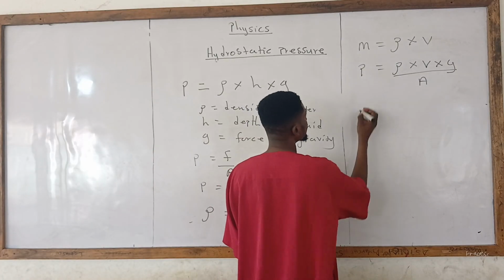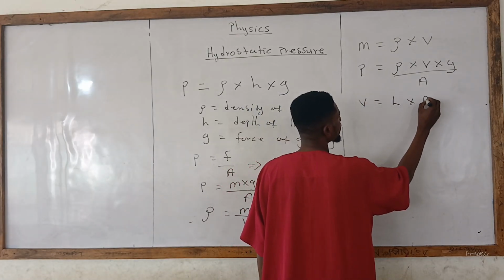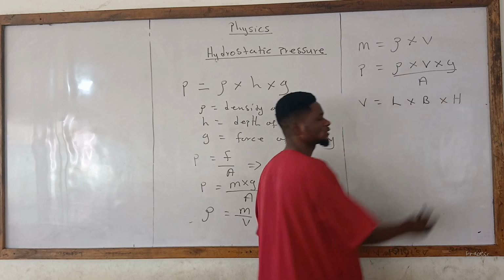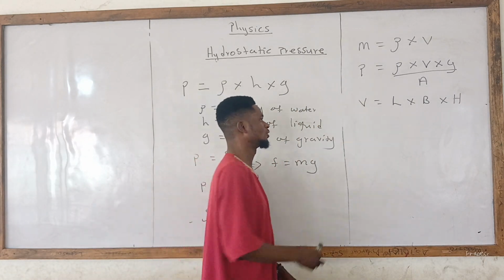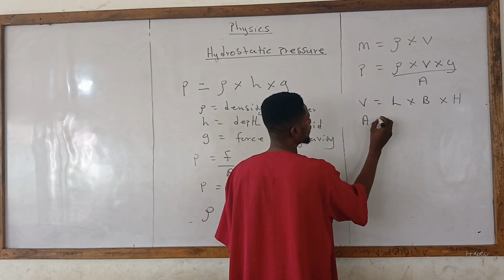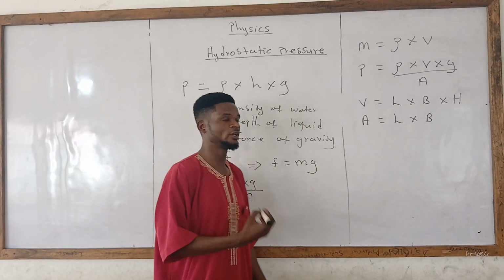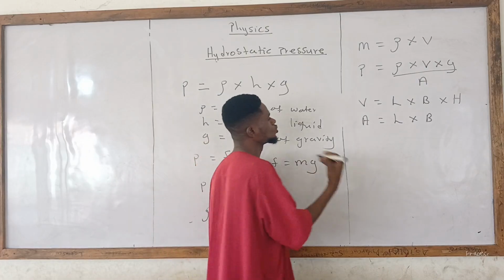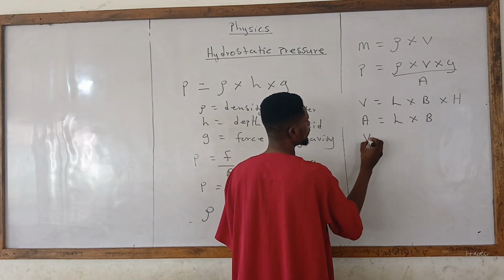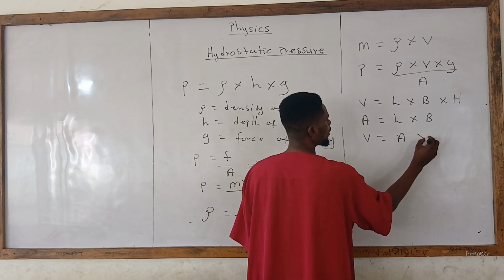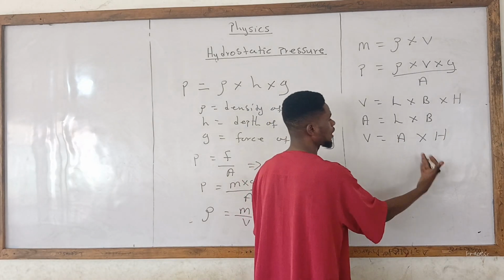Now this way we can still open something here. That is the volume. We all know that volume is equal to length times breadth times height. This is the formula for volume. So if this is the formula for volume, we also know area to be equal to length times breadth, like this, length times breadth. So if we know this, we can simplify this, where we say volume is equal to A times height. So volume can also be equal to area times height.